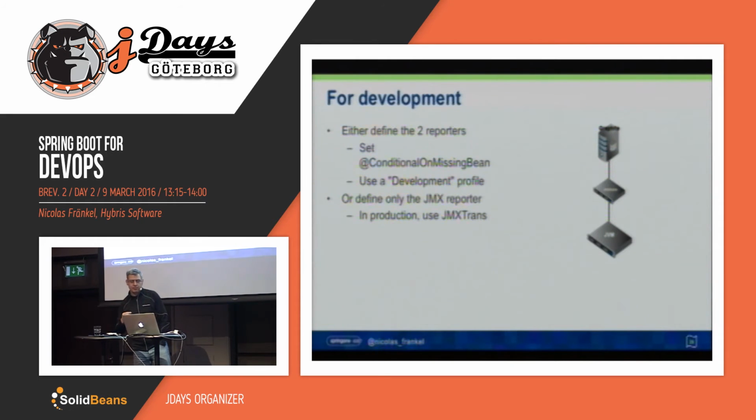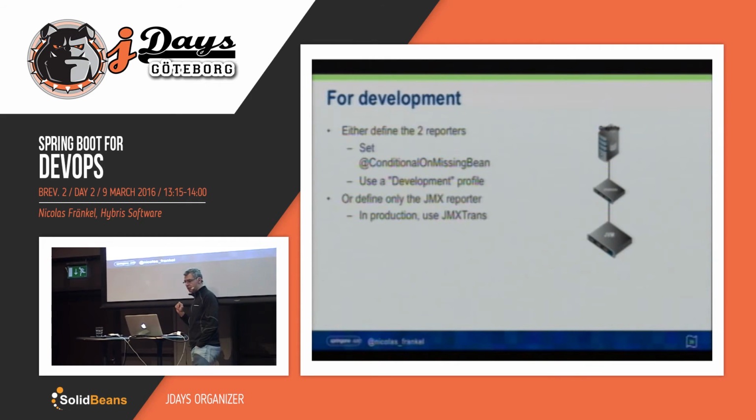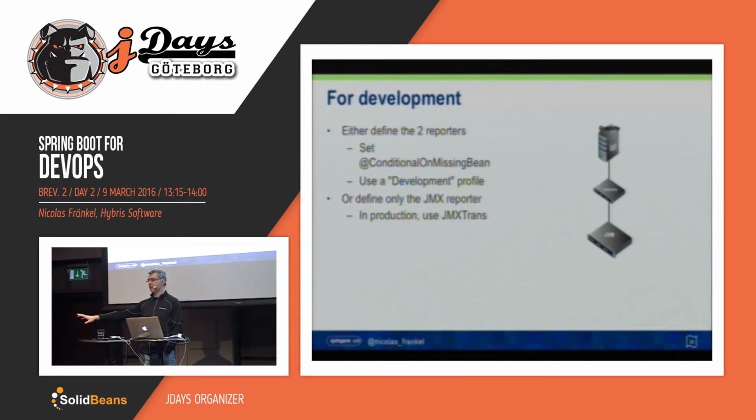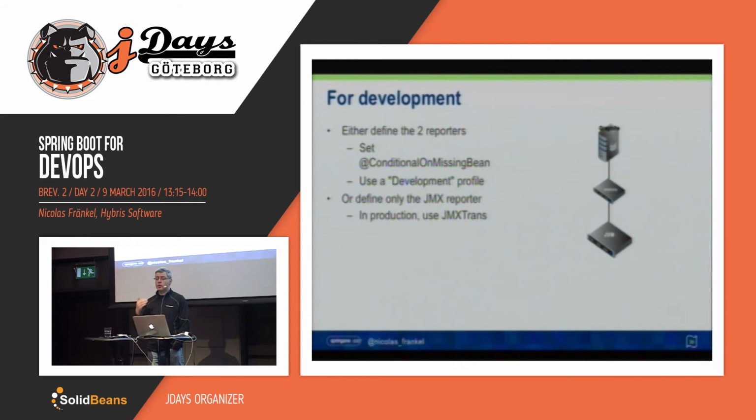Or you might have a more advanced architecture, and that's what we did at my latest job. We use something called JMX Trans, which just takes stuff from JMX and sends it to Graphite. The good thing in that case is that your application is not responsible for data transmission. So there is nice decoupling from an architecture point of view.